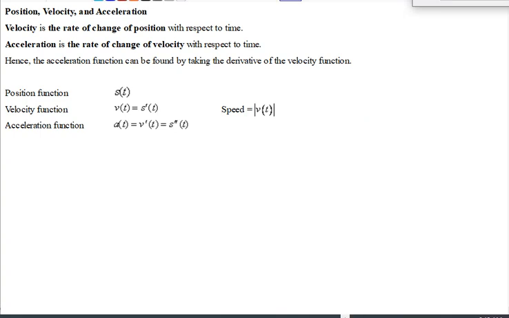Notes for AP Calculus on the topic of position, velocity, and acceleration. So remember, velocity is defined as the rate of change of position. And remember, rate or rate of change is just another word for the derivative. So the velocity tells you how the position is changing over time.